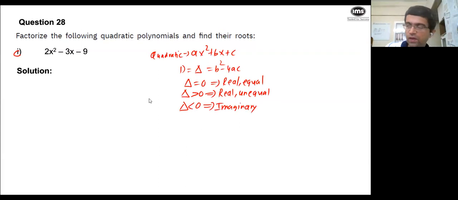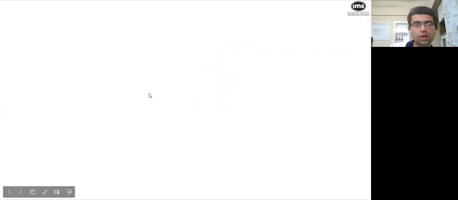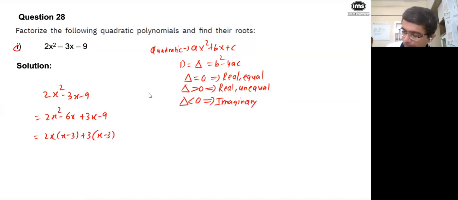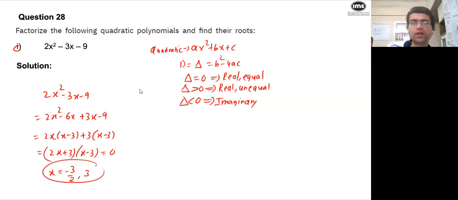Right? This is question C: 2x square minus 3x minus 9. 2 into minus 9 is minus 18. So I should rewrite this as this. Get 2x common. 2x plus 3, x minus 3. If this is 0, x should be either minus 3 by 2 or 3. Yes, minus 3 by 2 or 3 are my roots. Very easy. No need to spend much time on this.